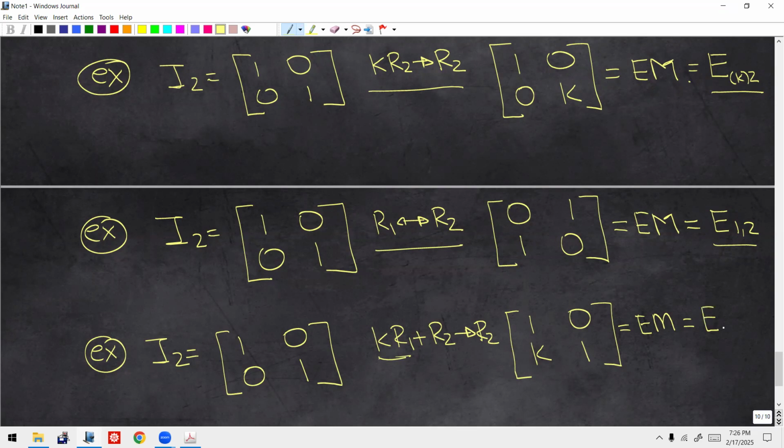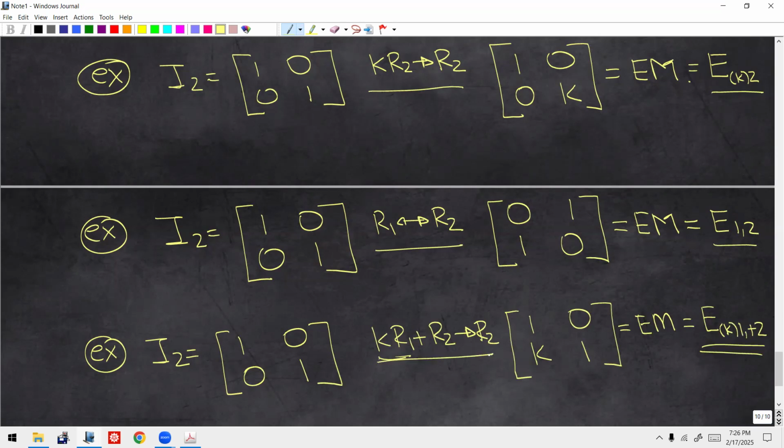E(K1) plus 2: we're multiplying row 1 by K, and then adding it to row 2. Again, don't focus so much on the notation, just understand what an elementary matrix is. It is just starting with an identity and performing a single row operation, okay?